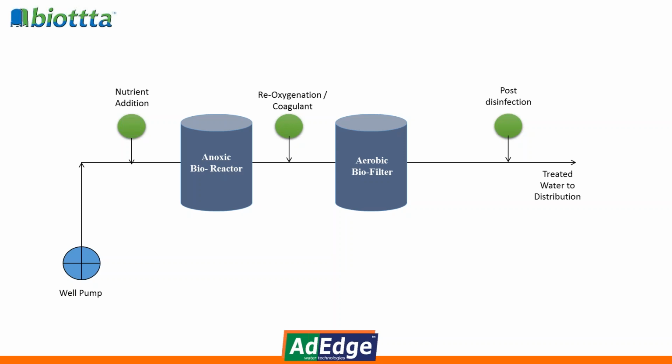The water will then flow under pressure from the anoxic bioreactor. We will then reoxygenate the water, and we utilize a solution of hydrogen peroxide that will be dosed into that stream. We also dose a small amount of coagulant into that stream.